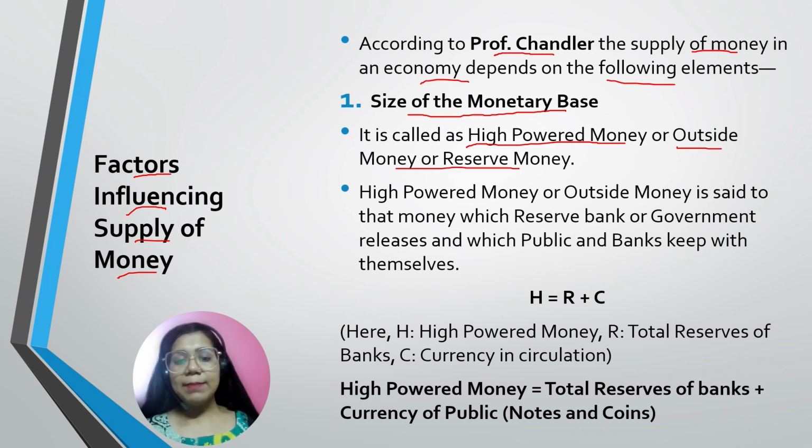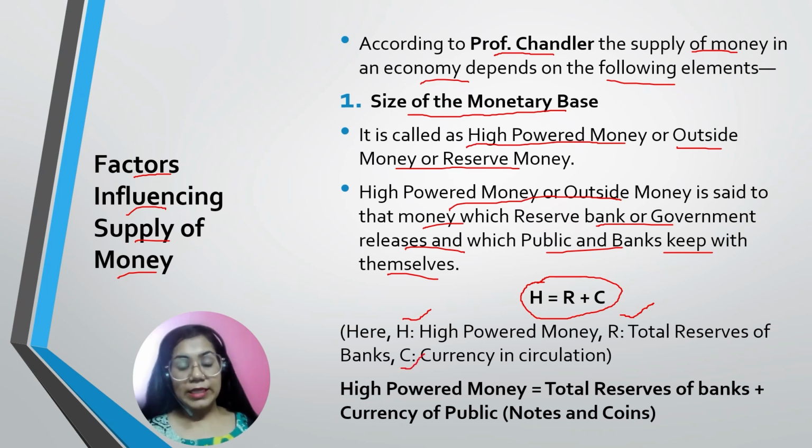High powered money or outside money is that money which the Reserve Bank or the government releases and which the public and banks keep with themselves. So we can say that H is equal to R plus C. Now what is this H? This H is the high powered money. What is R? R is the total reserves of the banks. And what is C? C is the currency in circulation. So when we add the currency in the hands of the public and the total reserves with the banks, we get our high powered money or outside money or reserve money.